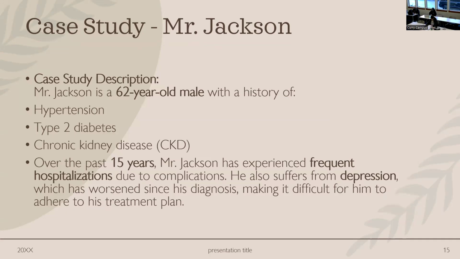Case study. So Mr. Jackson is a 62-year-old male with a history of hypertension, type 2 diabetes, and chronic kidney disease. Over the past 15 years, Mr. Jackson experienced frequent hospitalizations due to complications. He also suffers from depression, which has worsened since his diagnosis, making it difficult for him to adhere to his treatment plan.